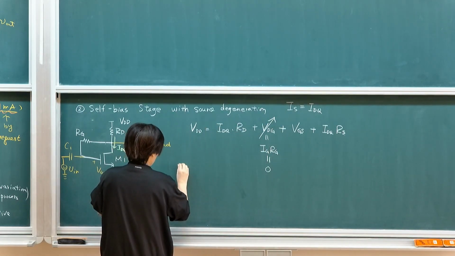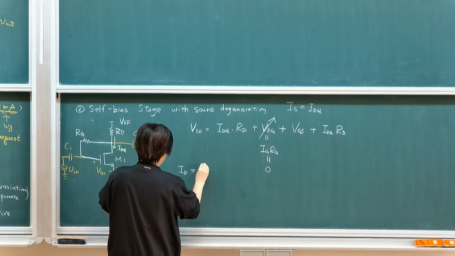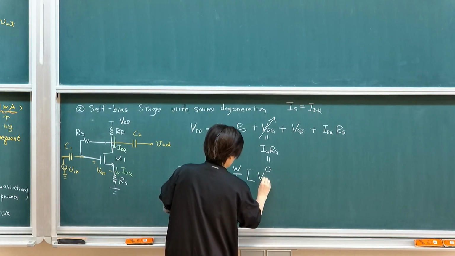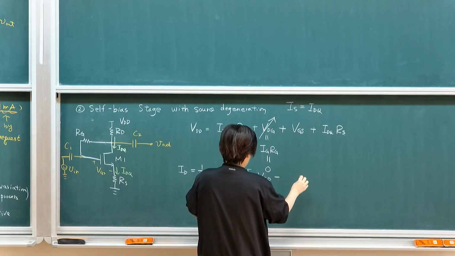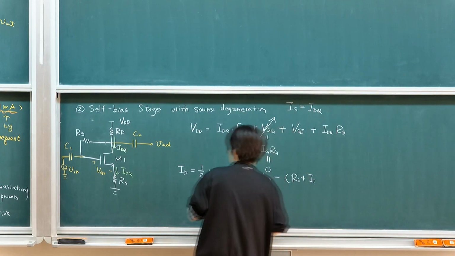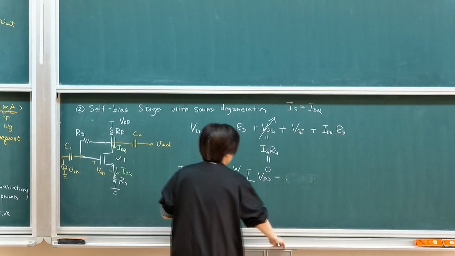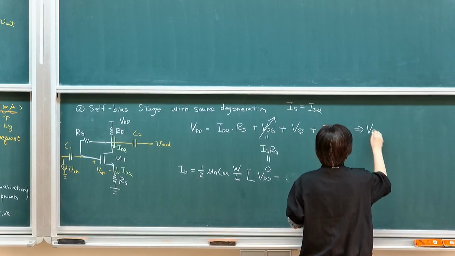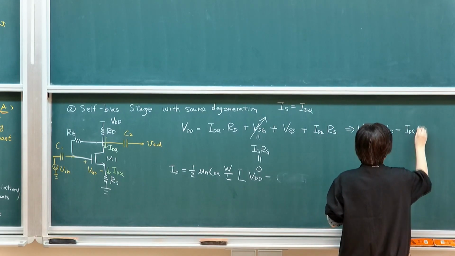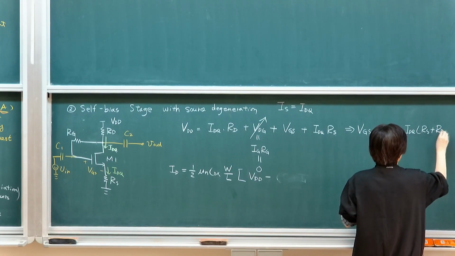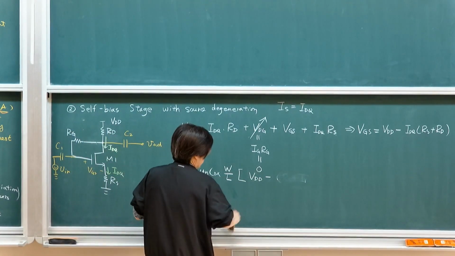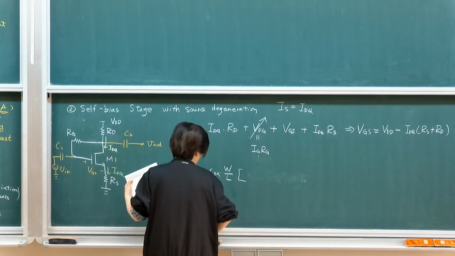Therefore, your VDD, and the other is ID equals, I'm going to write down the equation, mu N Cox, N-channel transistor, minus RS plus RD. Once we have this, we can actually get VGS. VGS equals VDD minus IDQ times RS plus RD. Once you get rid of this, you can get VGS, and I'm going to substitute VGS into here. Sorry, this equals zero.